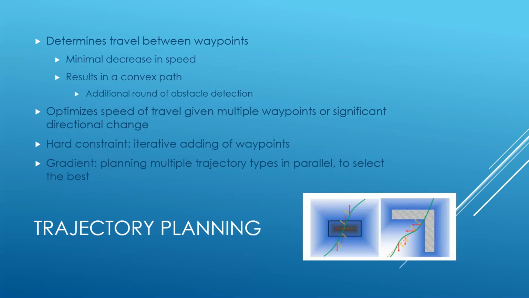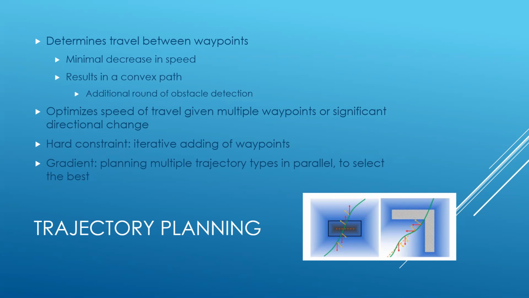After the waypoints have been communicated to the drone, trajectory planning may be utilized to determine a way to travel between the waypoints with minimal decrease in speed. This calculation can optimize travel speed given that multiple waypoints are calculated, or the next waypoint constitutes a significant directional change. This action may create increased difficulties as determining the optimal trajectory given the speed of the drone and location of waypoints often results in a convex path. In that case, the newly calculated path must be checked for collisions.